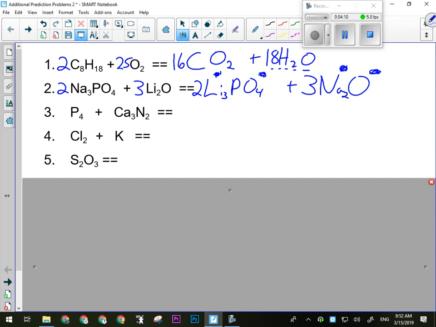How many people have done number 3? All right, let's have a look at that one too. All right, so in number 3, I've got phosphorus, okay, an element, in this case a molecular element because it comes as a P4, and then it's reacting with calcium nitride, metal, non-metal, so it's reacting with an ionic compound. All right, so I have an element reacting with an ionic compound. So Ethan, what kind of reaction is that?